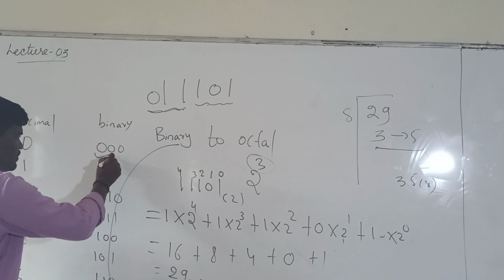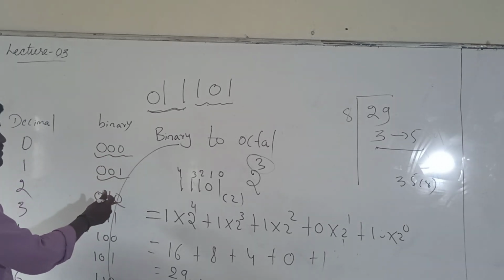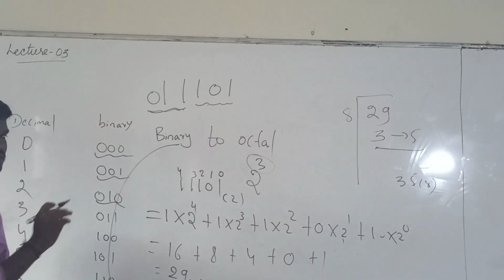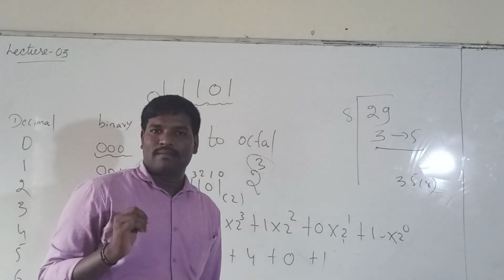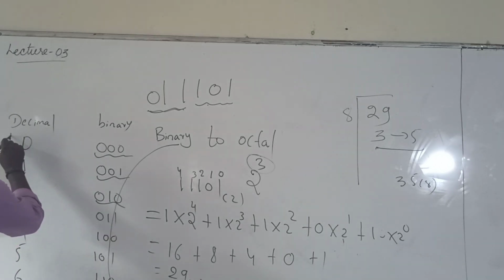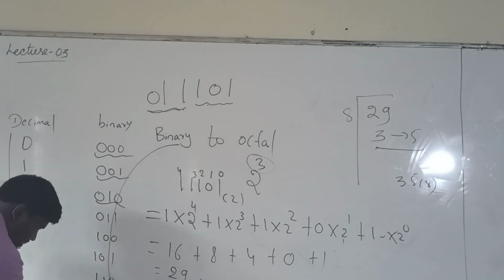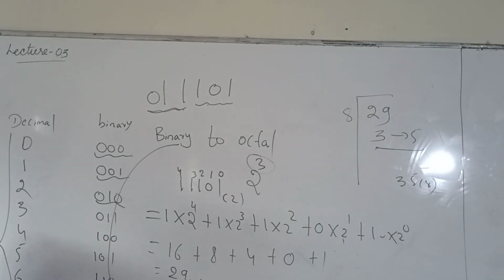But I have to mention 3 digits because of octal. Octal means the number can be represented with a maximum of 3 digits. Because see here, the octal numbers are only 0 to 7, not 8. The maximum 7 is 111.